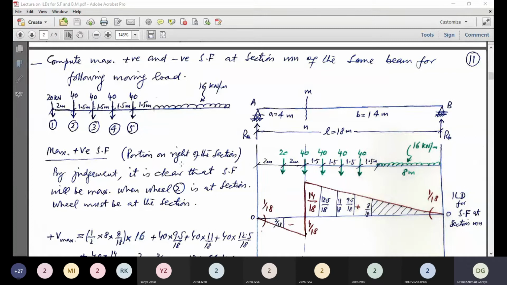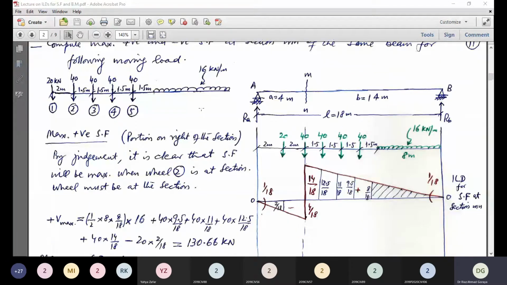So compute the second problem: compute maximum positive and negative shear force at section Mn of the same beam for the following moving load. Now, if you look, no span A has been specified for this UDL. It means it will be adjusted according to the situation. There are two possibilities, the UDL with specified span and the UDL with unspecified span.